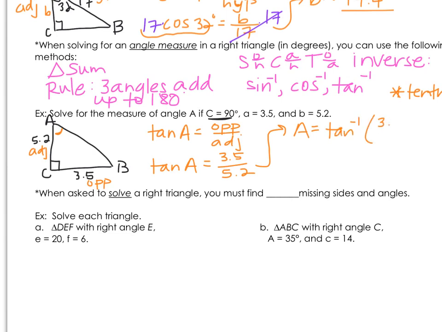And then we put 3.5 over 5.2 in parentheses. So you'll have to hit your shift or second function key to get tan⁻¹ to show up. That's the button right above tangent. And then type 3.5 divided by 5.2 into your calculator and press enter.